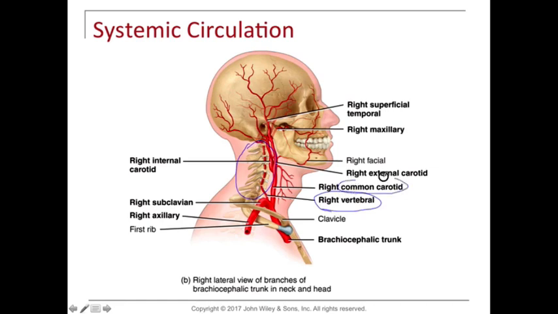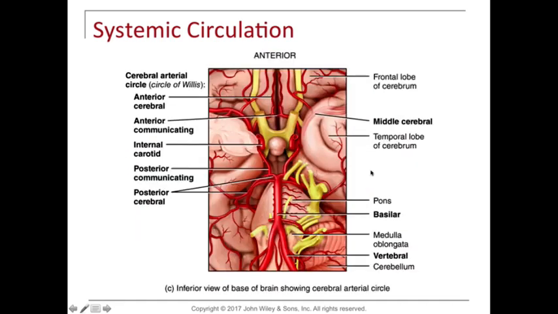Here's the right common carotid. And then you see the fork in the road. It's the internal carotid that goes deep into the brain. External carotid stays external, stays superficial.